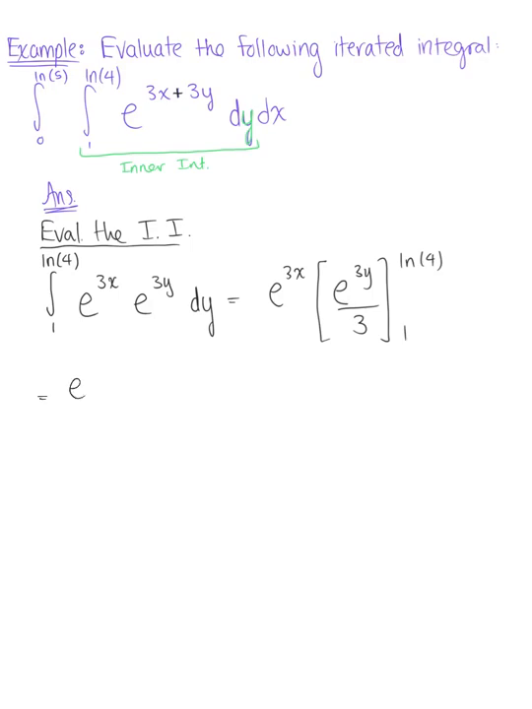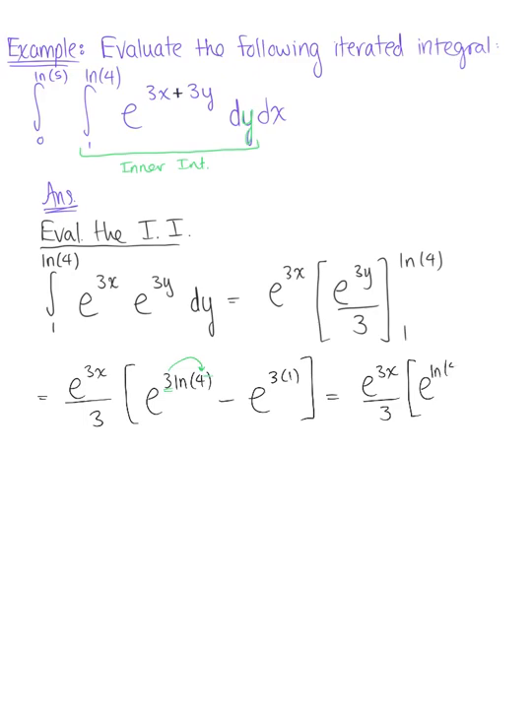So this is the natural exponential raised to the 3x divided by 3 multiplied by the natural exponential raised to the 3 times the natural log of 4 minus the natural exponential raised to the 3 times 1. So we just want to be mindful here that we need to pull this 3 to the power position of the logarithm in order to apply the inverse property. So this is equivalent to e^(3x)/3 multiplied by e raised to the natural logarithm of 4 cubed minus e^3.